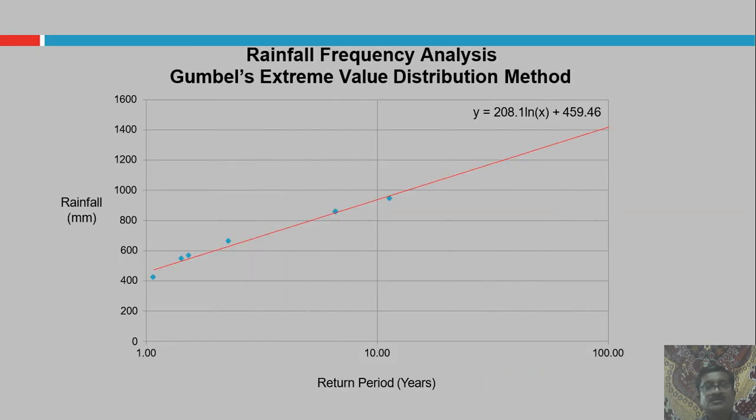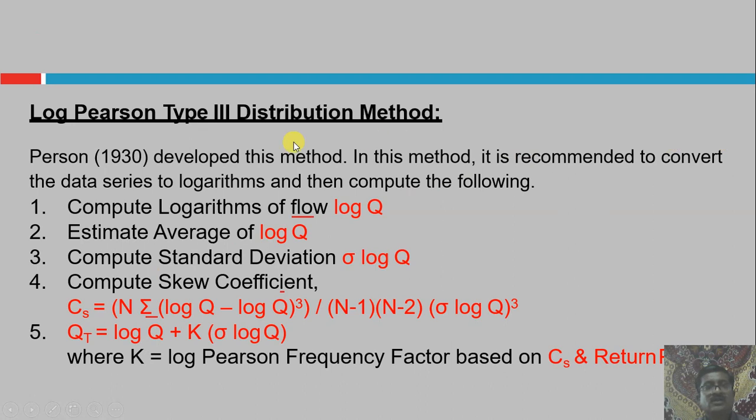Now again, by using the data achieved, we can plot the curve of return period against rainfall, so that you can understand the nature of this particular extreme value distribution. Then the next one is the log Pearson type 3 distribution method.